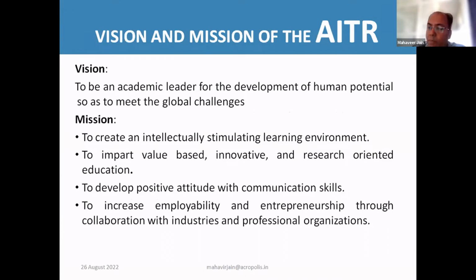I have one example from my college, Acropolis. Acropolis has the vision to be an academic leader for the development of human potential. Every college that is NBA accredited needs to identify its vision and mission. So here is an example. The vision is to be a leader in the development of human potential and to meet global challenges. We also have some missions: to create an intellectually stimulating learning environment, to impart values into the students, and to develop positive attitudes and employability in the students. So these are the missions of our institute, and these are just examples.